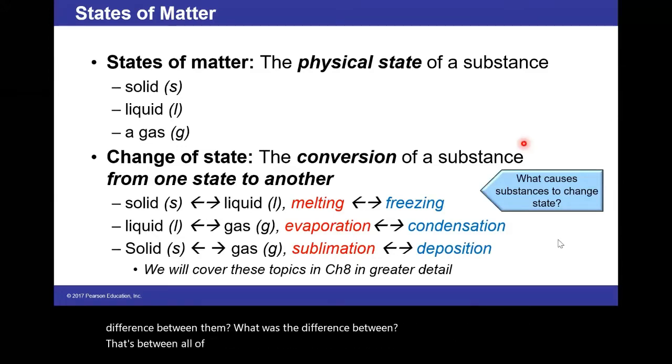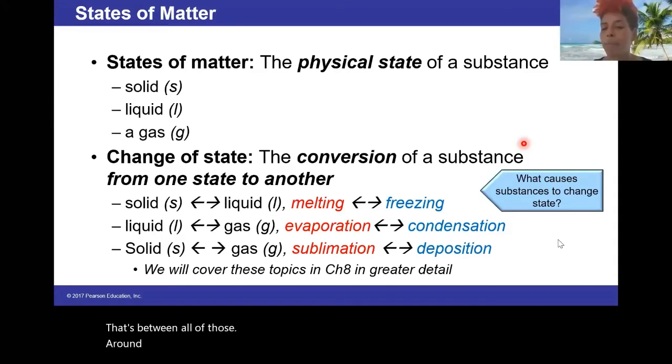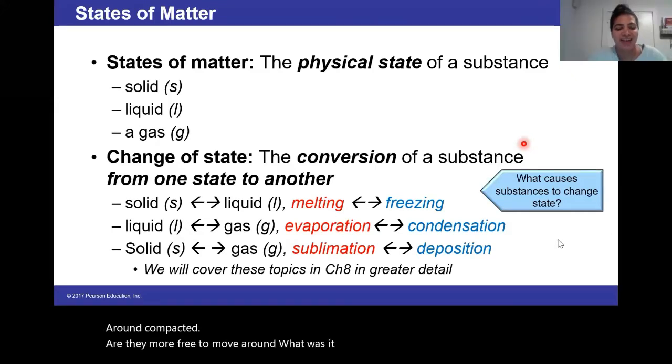They're more free to move around because they're less compacted. But why? Why are they more free to move around? What was it? Energy, Andrew. Yes. And how packed they were.